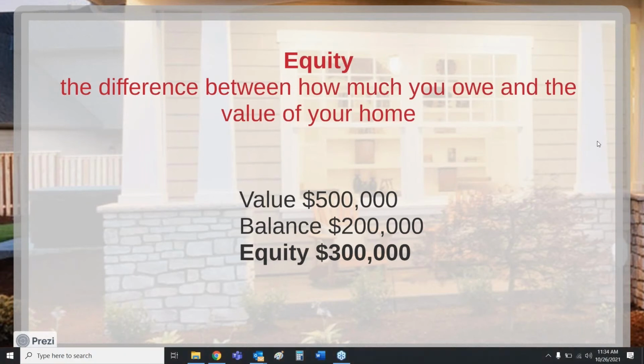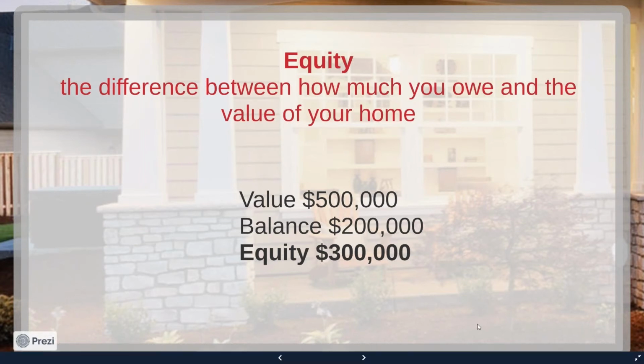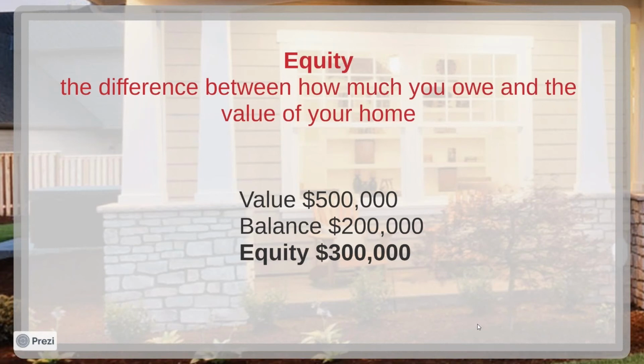is what is equity. Equity is the difference between how much you owe on your home and the value of your home. So in this situation, we have a value of $500,000. We have a balance of $200,000. We subtract 200 from 500, and we have 300,000. So that is the equity that an individual would have in their home in this situation.